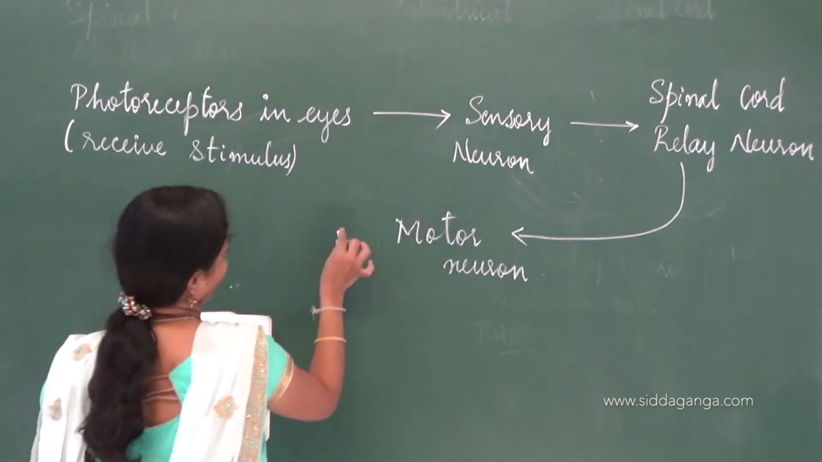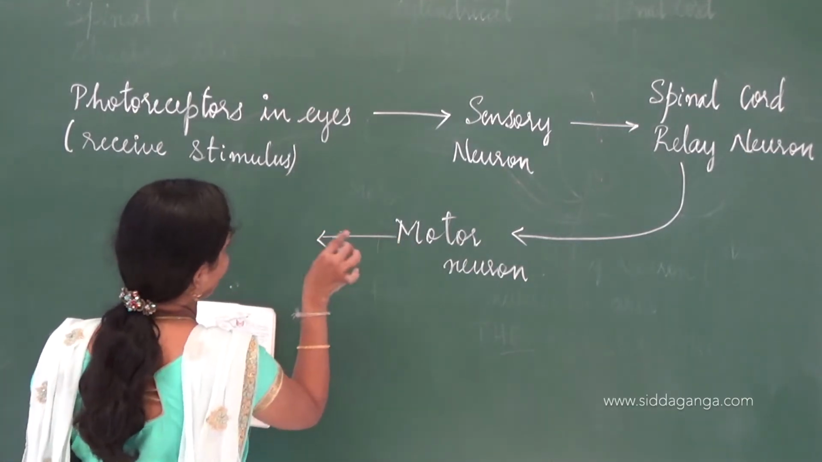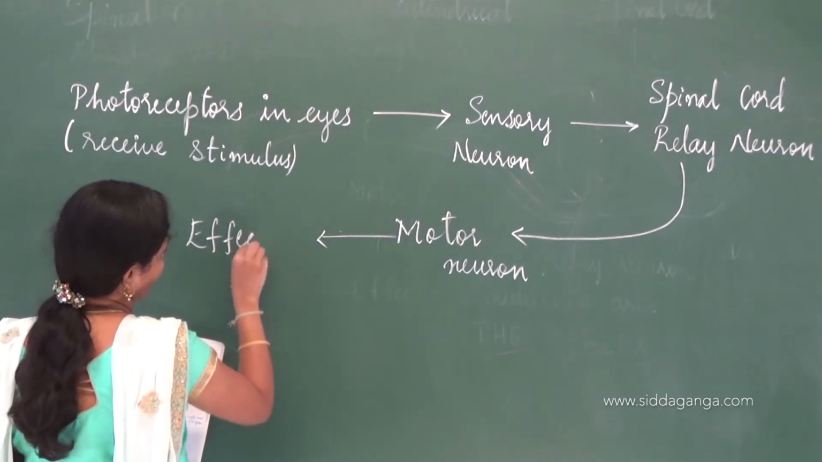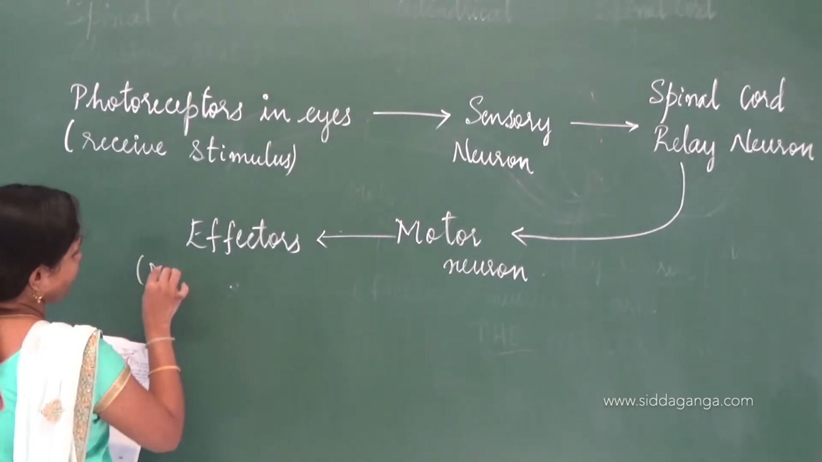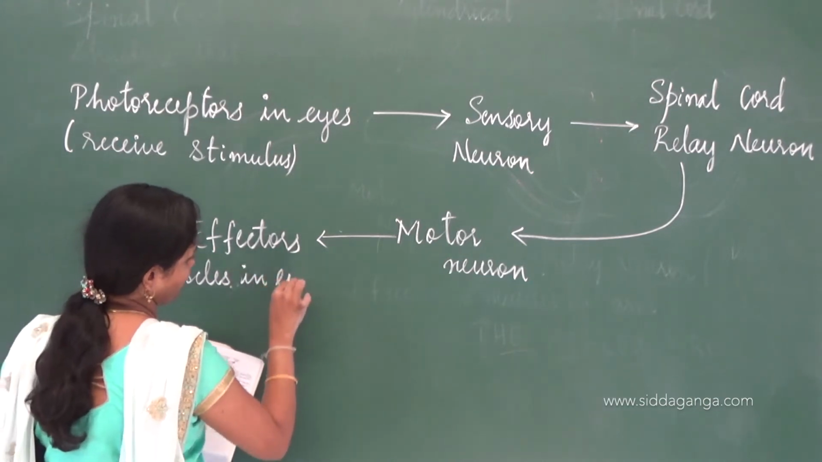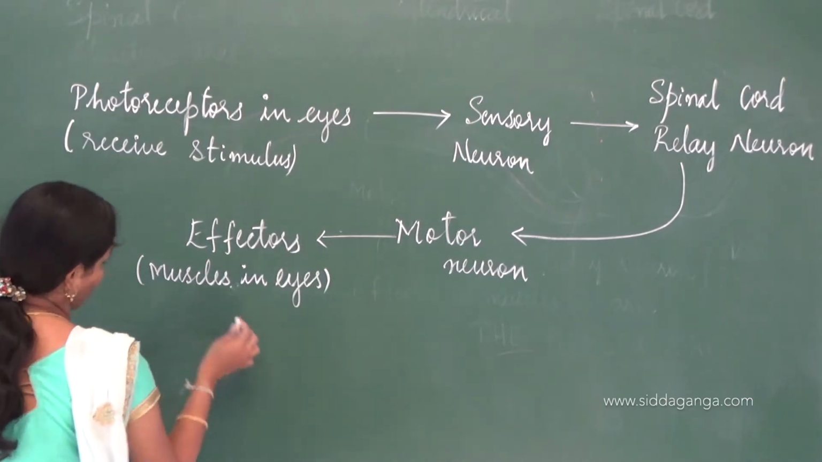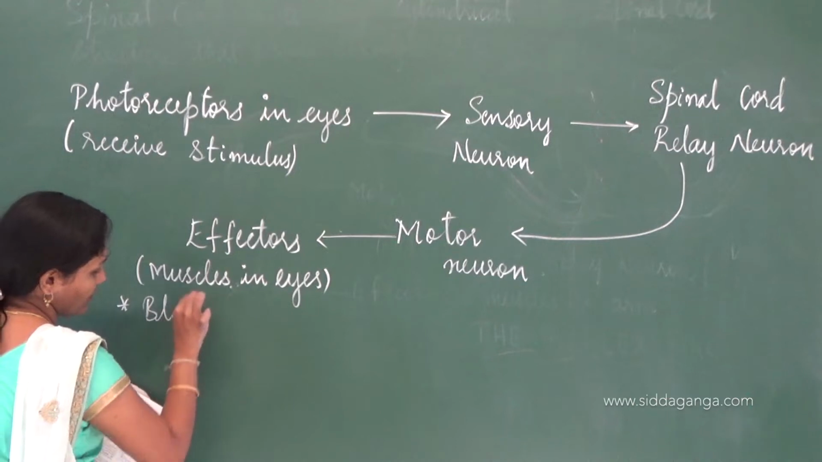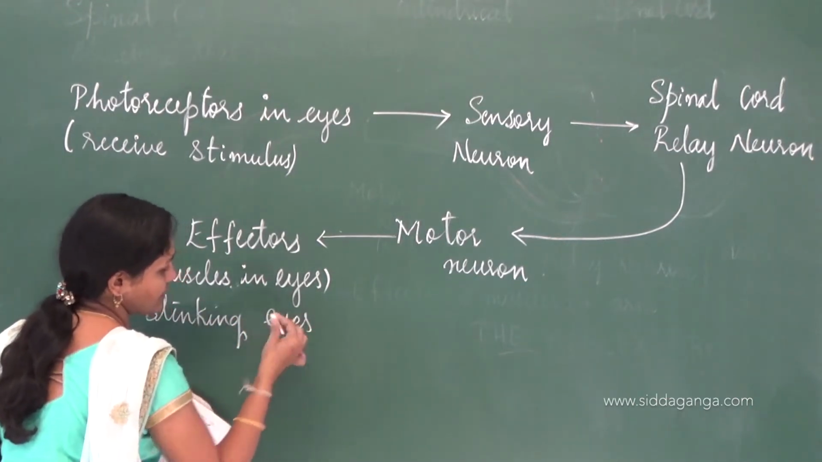So now the motor neuron will have to make the muscles in the eye, the effectors, act. What are effectors here? Effectors are the muscles in the eyes. They have to make the muscles in the eyes blink. So how is the effect seen? The effect is seen as blinking eyes or shutting our eyes.